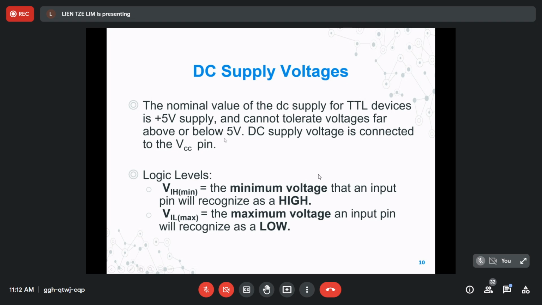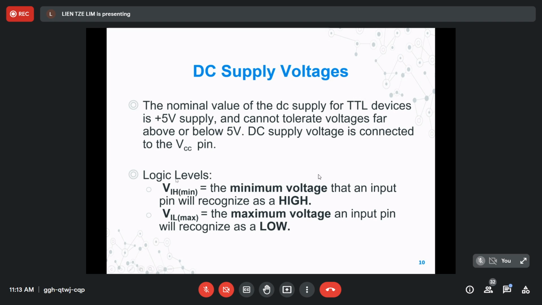The DC supply voltage is connected to the VCC pin. Sometimes we call it VDD, but VDD is used in CMOS logic gates. For TTL circuits, the pin is called VCC. So this one you should remember: the supply voltage for TTL can only be 5 volts, cannot be above or below.